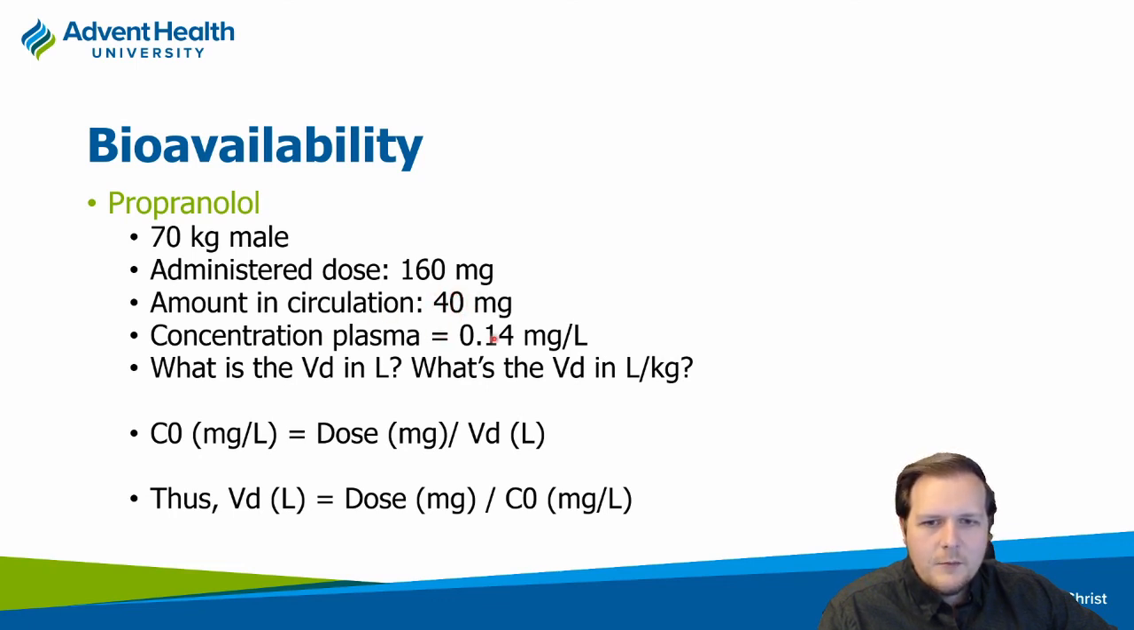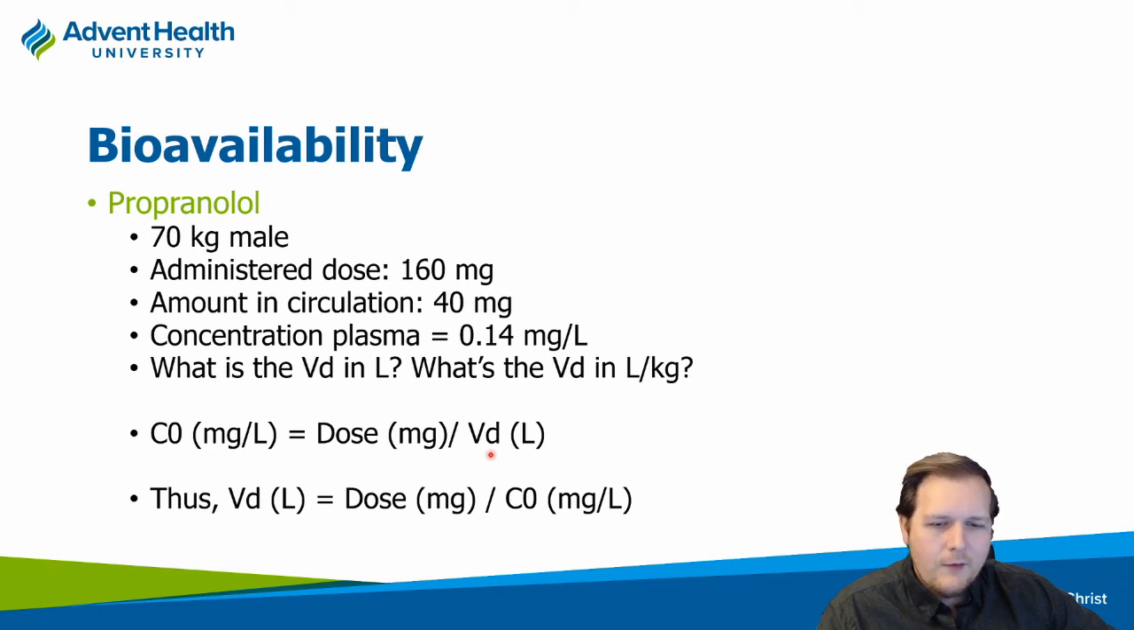The concentration in the plasma is 0.14 milligrams per liter. What is the volume of distribution in liters? And then what's the volume of distribution in liters per kilogram? Okay, so basically what I can do is I can factor in all these things here. So I can know my C0, I know what that is. I know what my dose is. I'm just trying to solve for my VD.